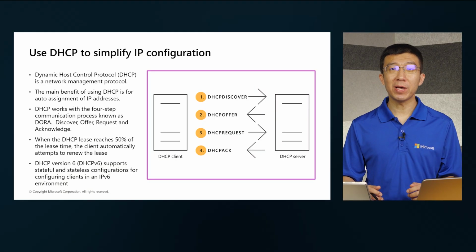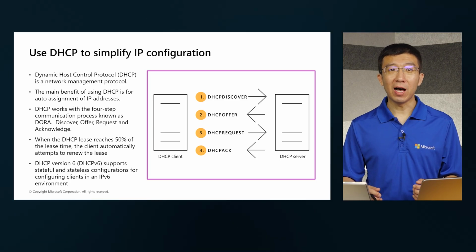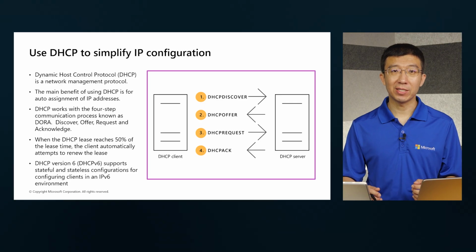DHCP is a network management protocol that automatically assigns IP addresses to devices on your network. It uses a four-step process called DORA: discover, offer, request, and acknowledge. When a device connects, it broadcasts a request, and the DHCP server responds with an available IP address. DHCP also supports IPv6 configurations and helps ensure devices always have the correct network settings.